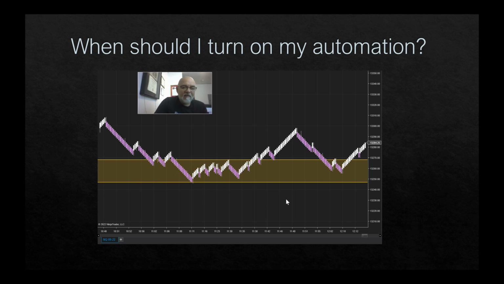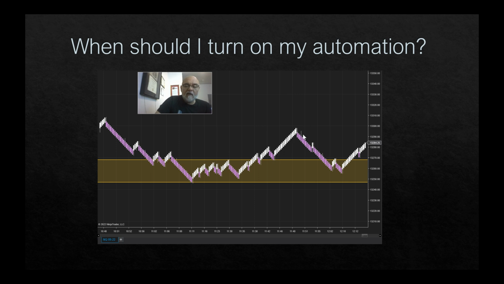But it's never that perfect, right? This is hindsight 2020. A lot of times when we turn on our computers, it's doing this. That's typically what we see, and then we're like, okay, what the heck is happening? Which we don't know, right? In this case, it broke this channel here to the upside. So that's my recommendation. When you see it break out of the channel, turn on automation.